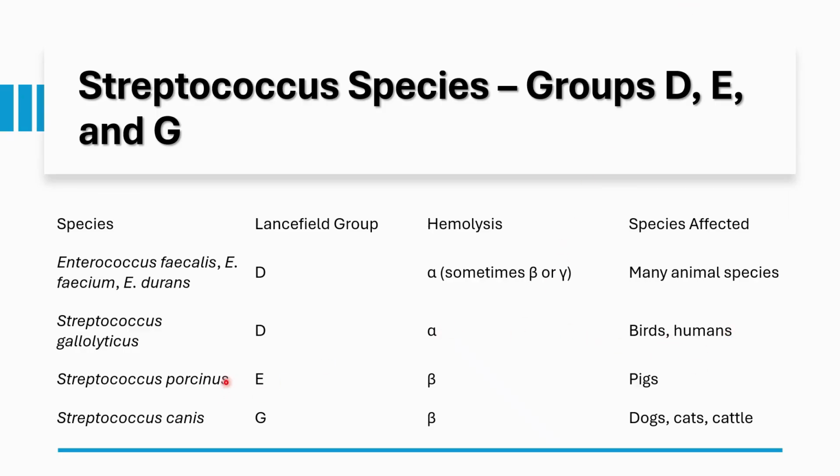Next, we will learn about the group E Streptococci, that is Streptococcus porcinus. It shows beta hemolysis and is mainly associated with diseases in pigs. Finally, Streptococcus canis belongs to group G, producing beta hemolysis and affecting dogs and cats, and it occasionally causes mastitis in cattle.